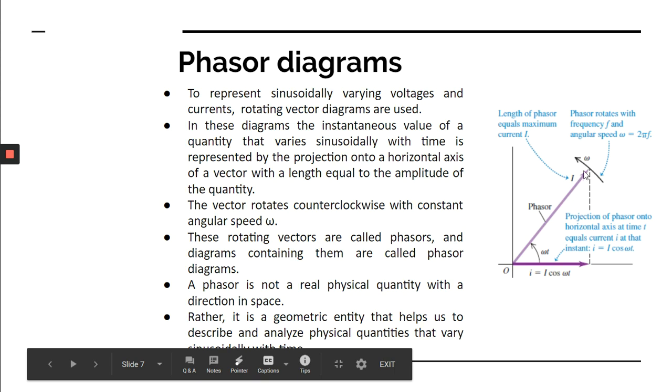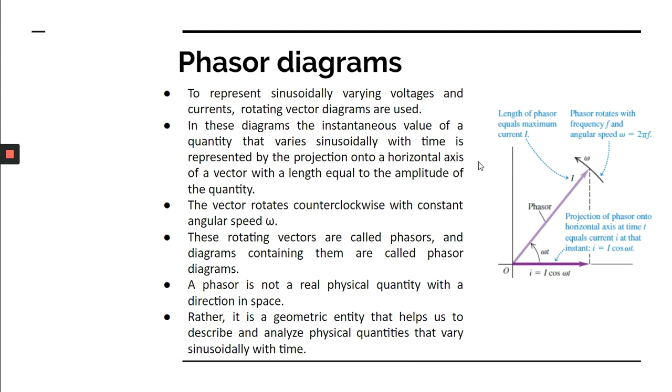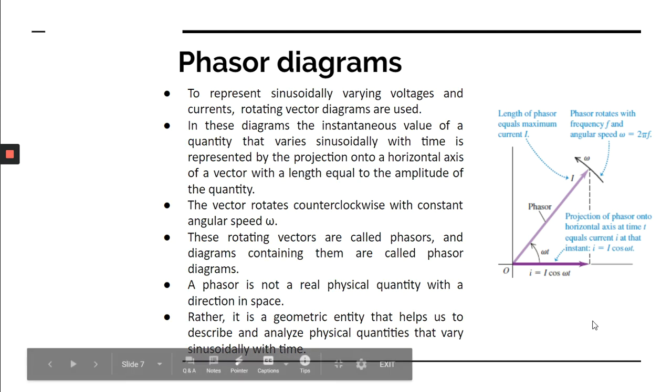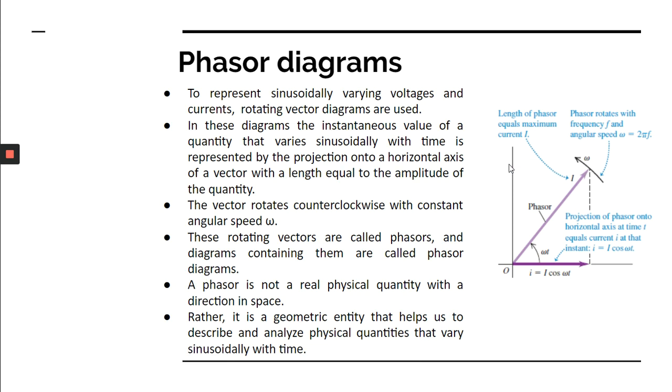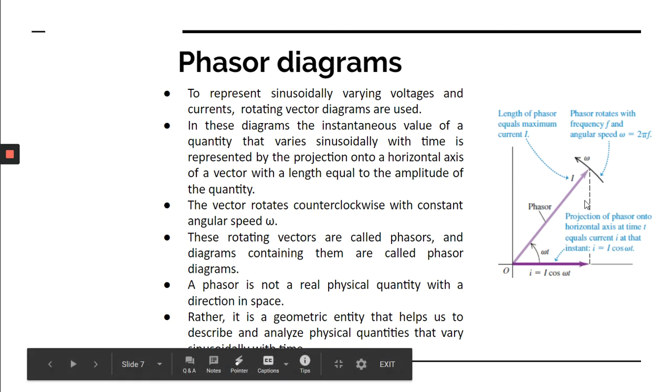If it is rotating, your maximum value doesn't change, but the instantaneous value changes. Now as it is rotating, you see what is happening when the phasor is exactly along the direction of the positive y-axis.